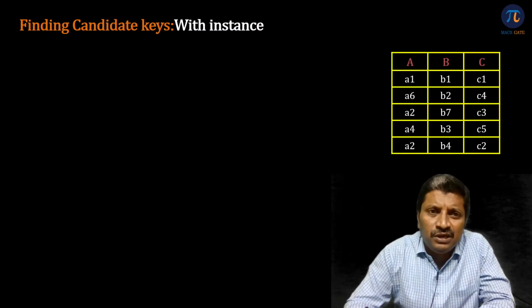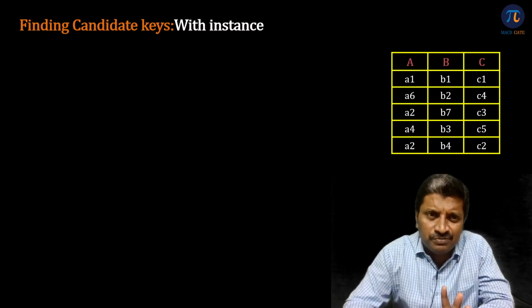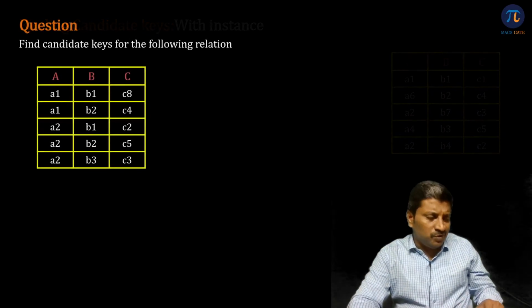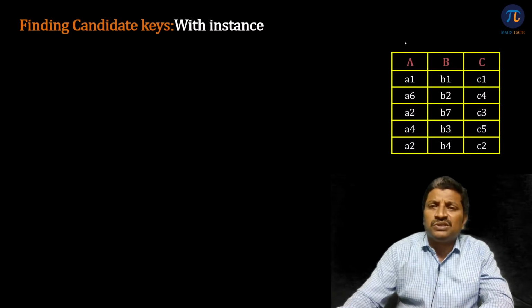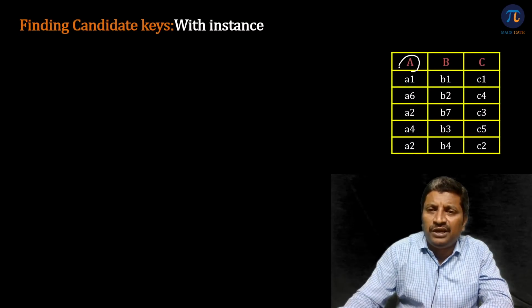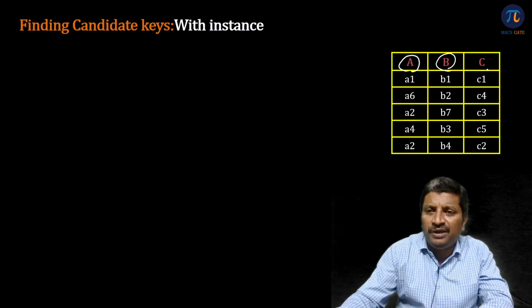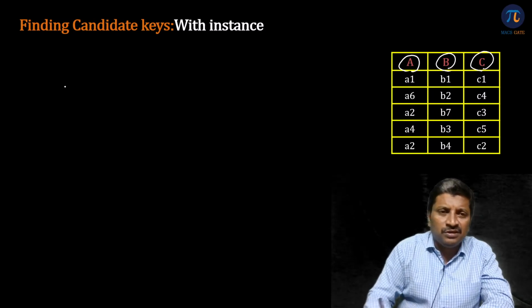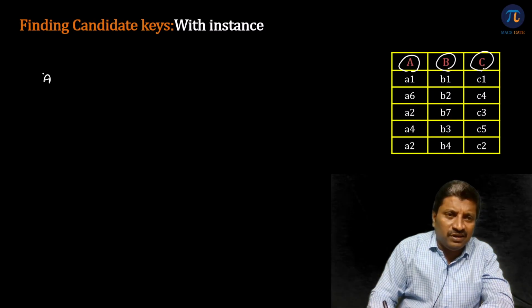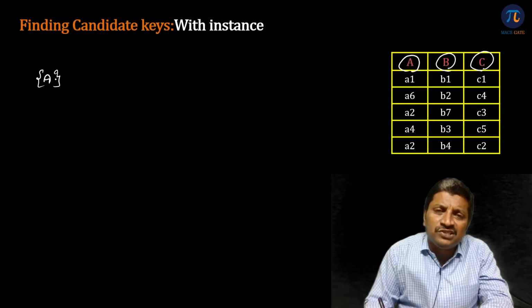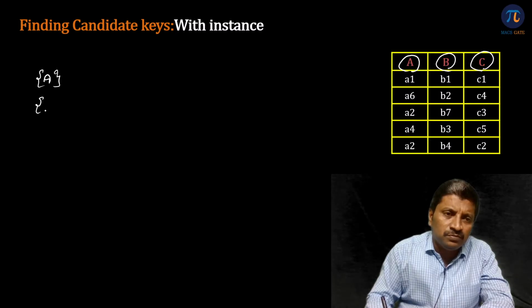With instance, how to identify with instance? Okay. So let's make a small example. Suppose I have a relation with three attributes A, B, C. I am verifying whether this is a candidate key or not. Why are you trying with A, sir? You can try with B also.